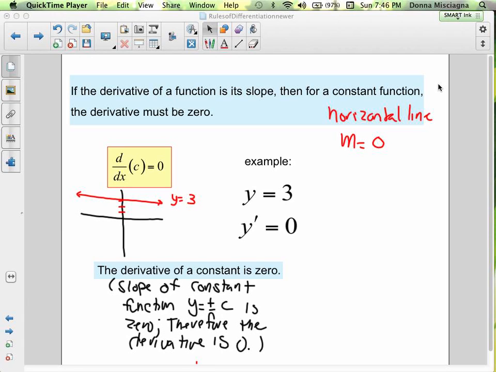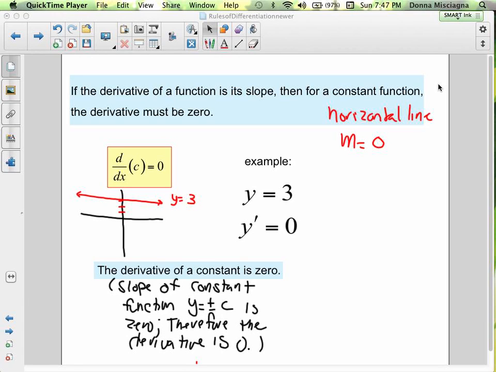So here I have graphed the line y equals 3. And if we look at that line, it has a slope of 0. Right? And since the derivative is just the slope of the function at various points, and the slope of y equals 3 is 0 everywhere, the derivative of y equals 3, or y equals any constant, must be 0. So the derivative of a constant is 0.